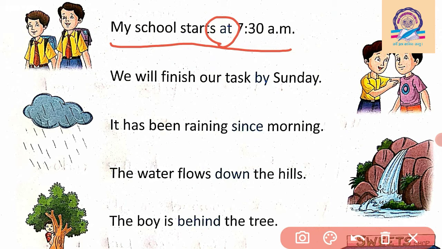We will finish our task by Sunday. So before Sunday, by Sunday, we will finish our task. When do we use by? Before Sunday we shall complete our task is given here. So before Sunday we finish our work. To show this time duration, before a deadline, we have to use the preposition by.